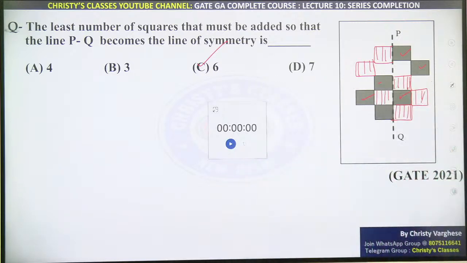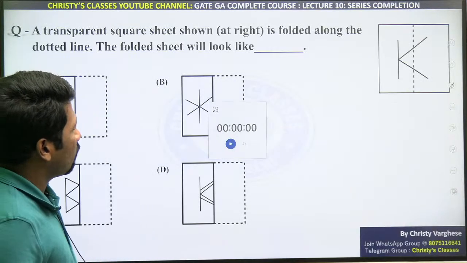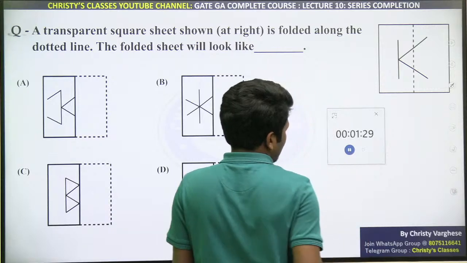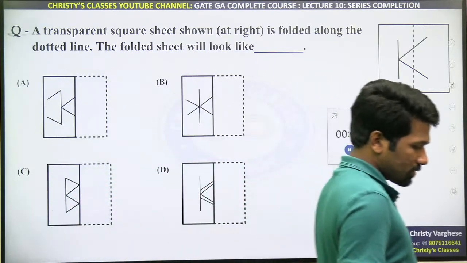Again, the concept of line of symmetry and mirror image is used in this question. One more mirror image based question I will show you, so that this area is clear. Then we will go to other areas. Try this super fast.